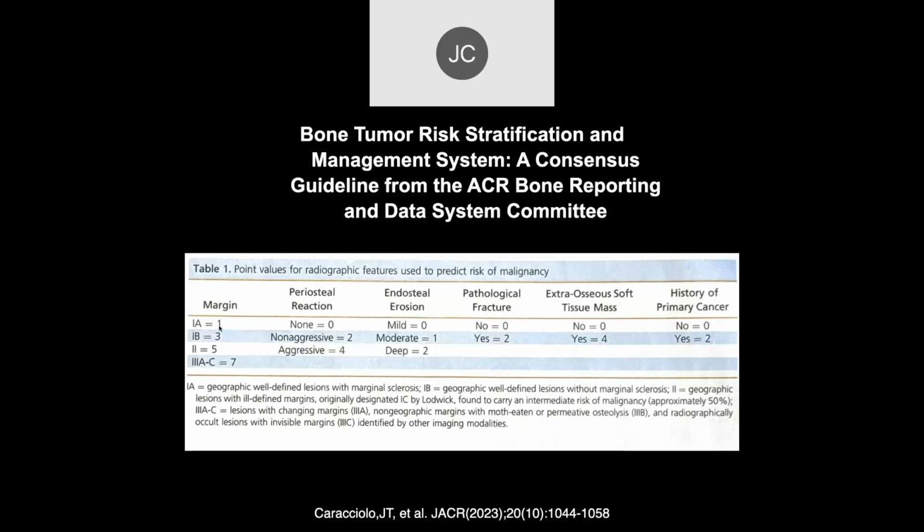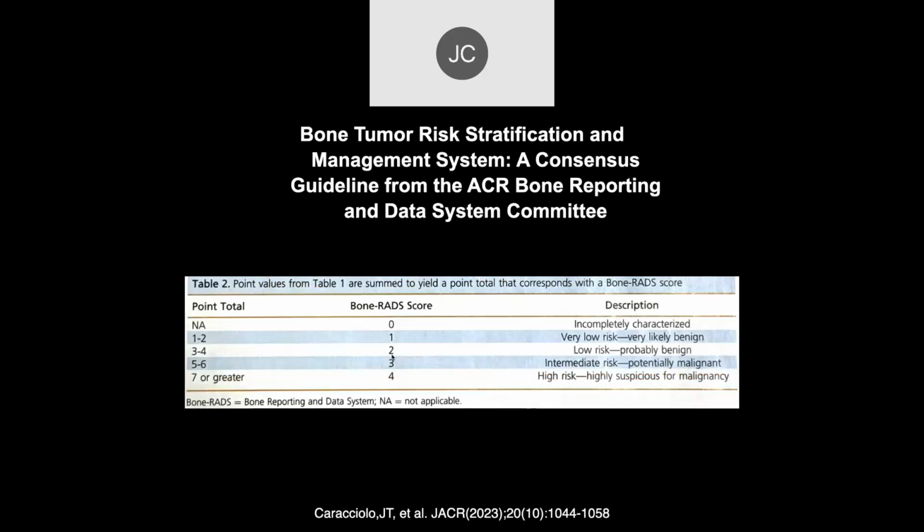So then you can assign numbers to each of these, add them up, and if it's greater than 7, it's highly likely to be malignant. Here's basically the point system. If you have 1 or 2, then it's low risk, very likely to be benign. 3 to 4 is low risk, probably benign. 5 to 6, intermediate risk, potentially malignant. And we'll have a chart later as to what they recommend doing for follow-up and evaluation in these different categories. And 7 or greater is high risk, highly suspicious for malignancy.